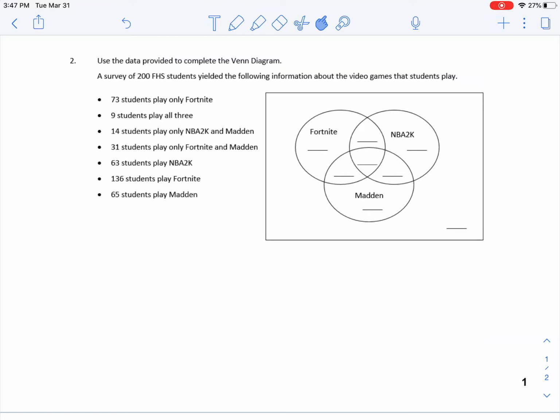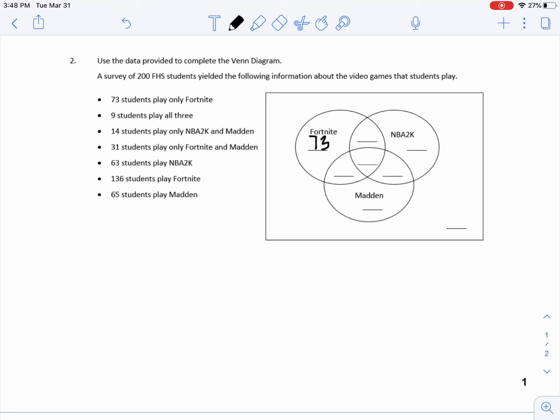The second part of our lesson 11.4 day 4 notes says to use the data provided to complete the Venn diagram. A survey of 200 FHS students yielded the following information about the video games that students play. 73 students play only Fortnite. So we're going to go to our Fortnite circle, but we only want Fortnite, so that means we don't want any overlap. So I'm going to put my 73 right out here.